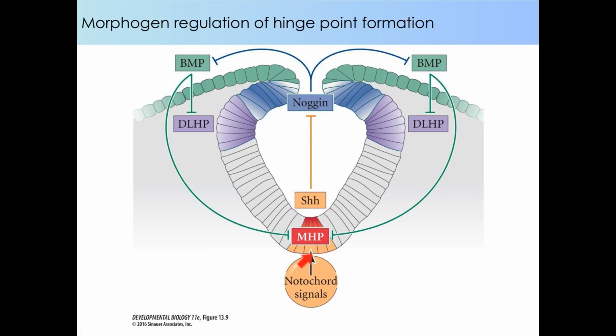The notochord, which is located under the neural tube, or the developing neural tube, secretes sonic hedgehog, and that establishes a new sonic hedgehog secreting center or signaling center at the floor plate of the neural tube, so the ventral side of the neural tube. Now, sonic hedgehog inhibits noggin, as you can see here, and in doing so allows for just the right amount of noggin to inhibit BMP. This is so that you have just the right amount of BMP in order to prevent the formation of ectopic or exaggerated hinge points.